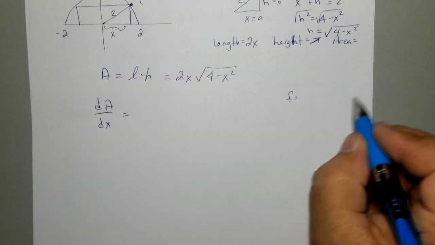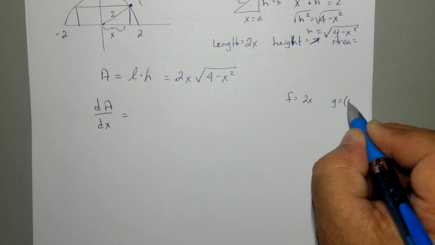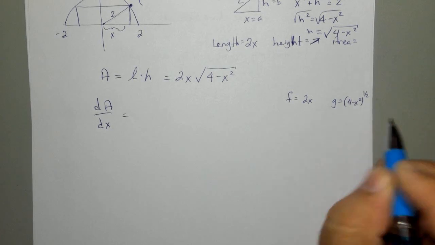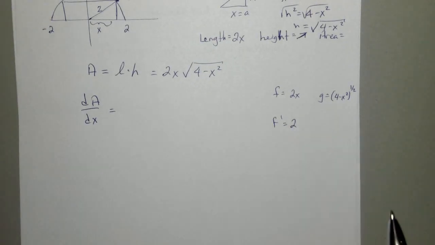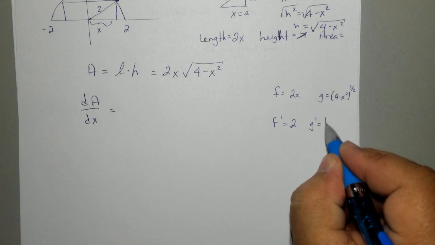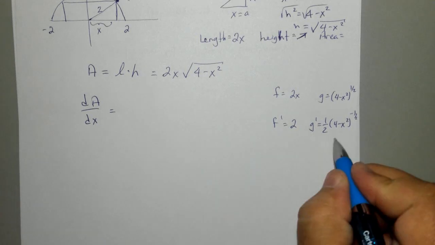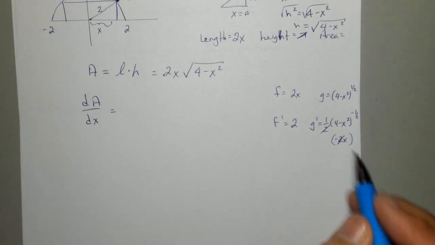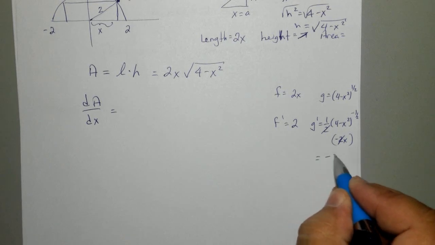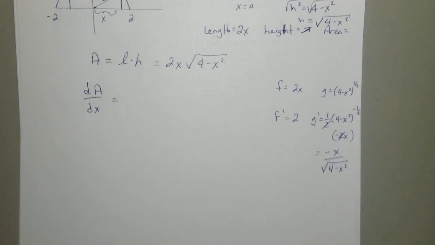Since it's a product rule, f is 2x and g is 4 minus x squared to the power 1/2. F prime would give us 2. G prime would give us 1/2 times 4 minus x squared to the negative 1/2 times negative 2x. The 2's cancel, leaving us with negative x over square root of 4 minus x squared. That's g prime.